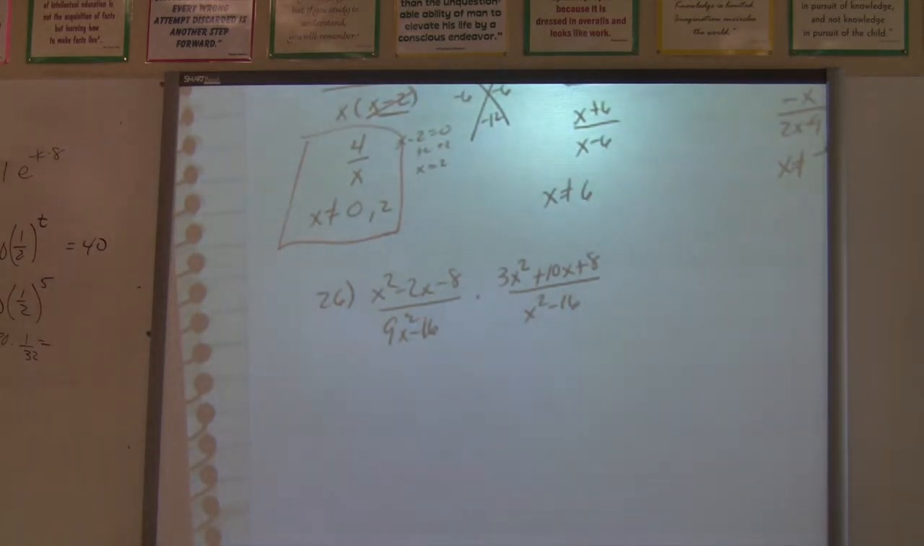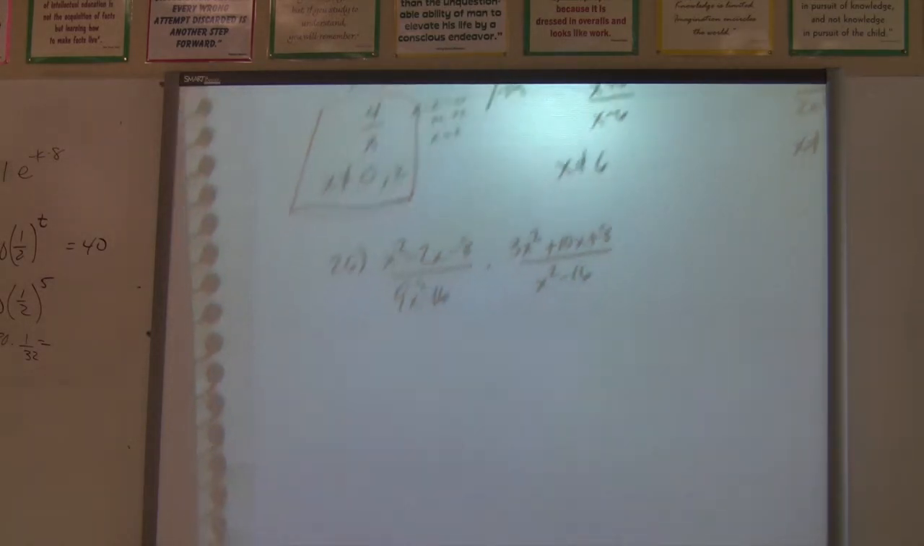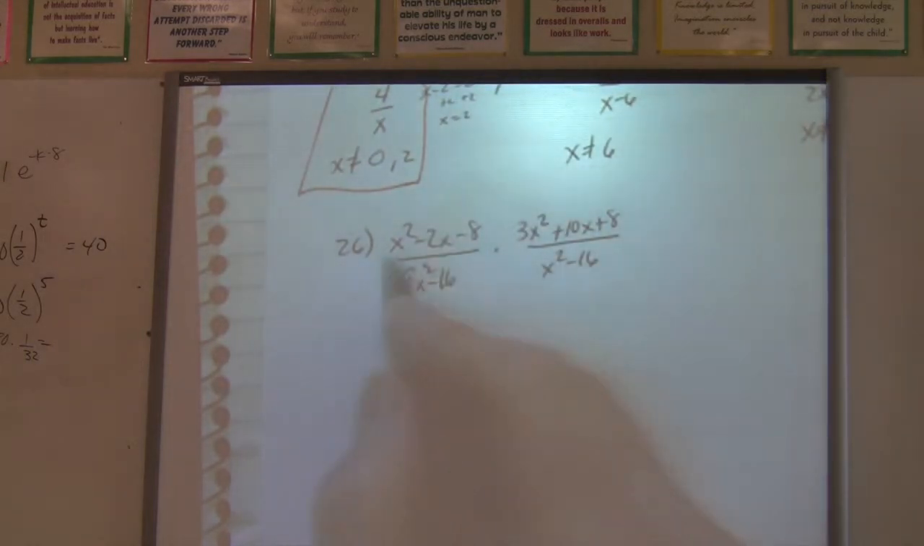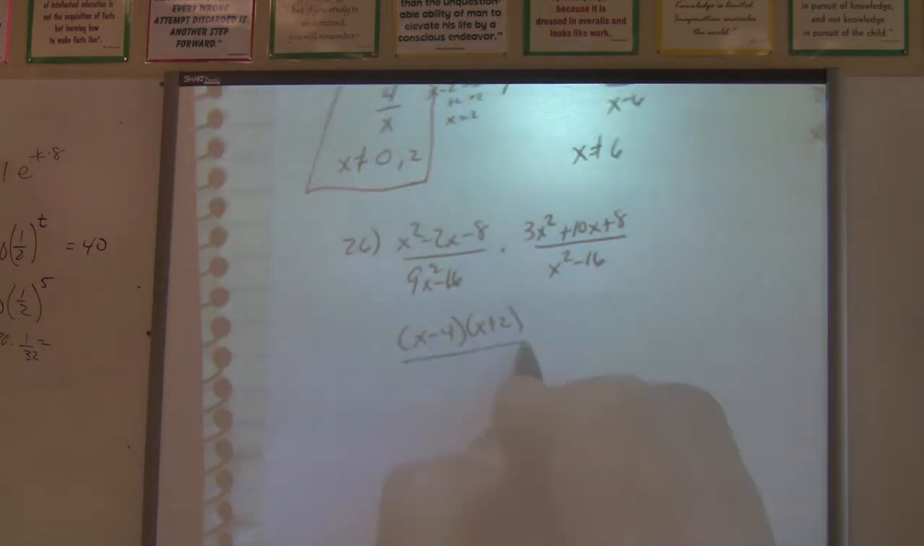So again, when we do multiplication, we still factor it like we did before. So I'm not going to do the x method. That factors into x minus 4 and x plus 2. This is the difference of two squares because I can take the square root of both. So that's 3x plus 4 and 3x minus 4. You can do the x method on both of those.